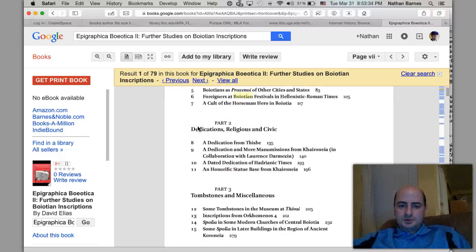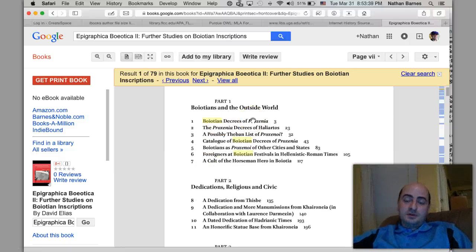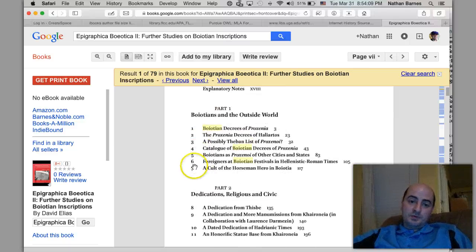Okay, this is another source book. This is in the original language, and you'll see that, like I encourage you to do, you have your chapters, and that's great. It would be great if you named them in a section, according to the grouping. He grouped it into Boeotians in the outside world, and then dedications, religious and civic dedications, and then they list them in order. The plates are in order, and they match. So just like you, he has some bibliographic information here, but it matches. They're both in the same order.